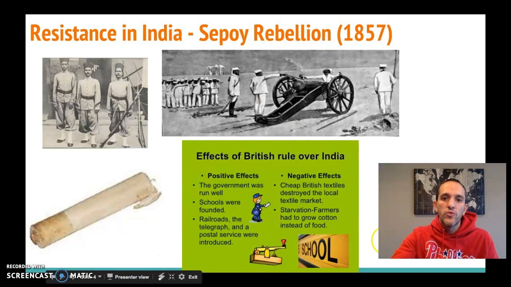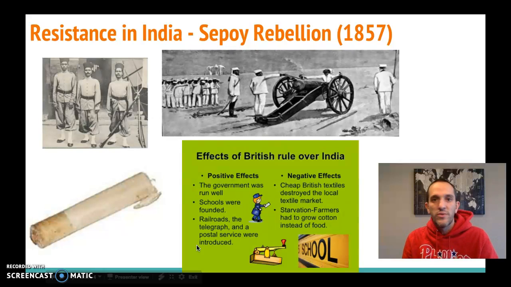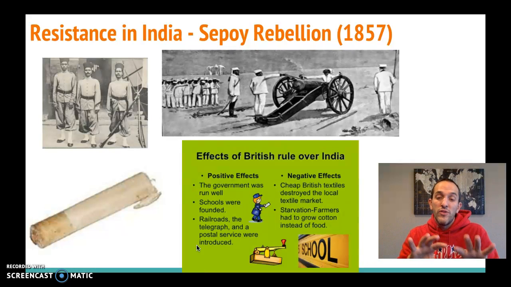The impact of this rule, and you can kind of see some positives and negatives here. In the positive, when they come in, they're going to change the government. The government is going to be a little more efficient. It's going to be centralized. We're going to have little princes in control. We're going to overthrow the Mughal Empire, and we're going to create a good centralized government.